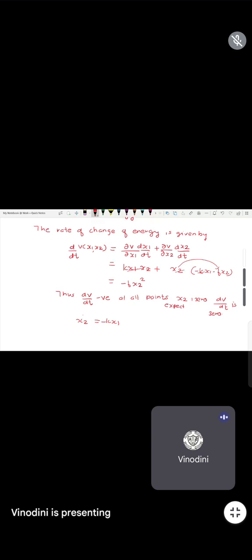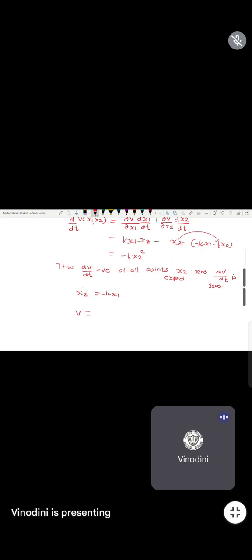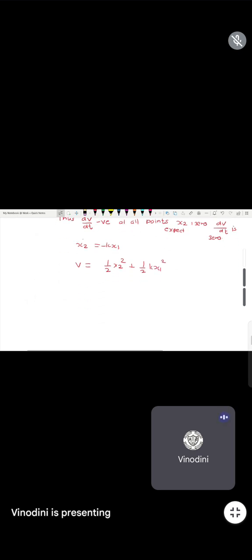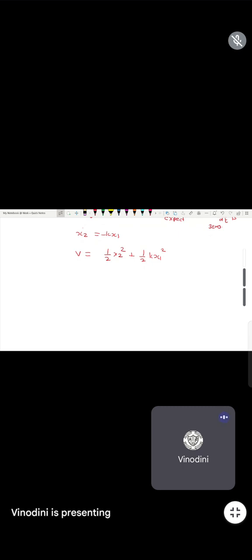The visual analogy of the surface: suppose V is equal to 1/2 x2 square plus 1/2 k x1 square, these are the energies. This is x2 and this is x1, and for this, the energy is shown as a surface. Energy will be more as the states are further away from the equilibrium point. So the equilibrium point is here.